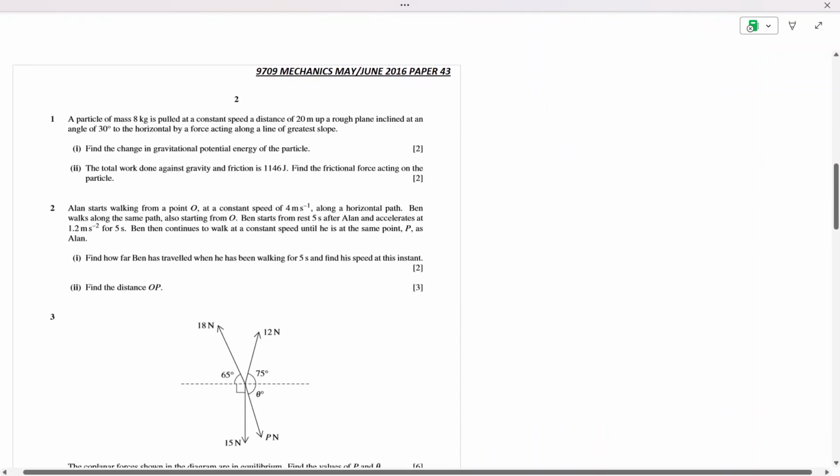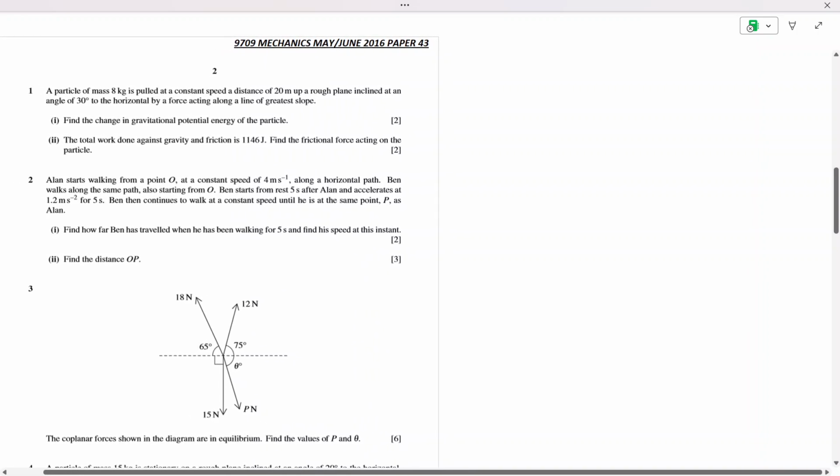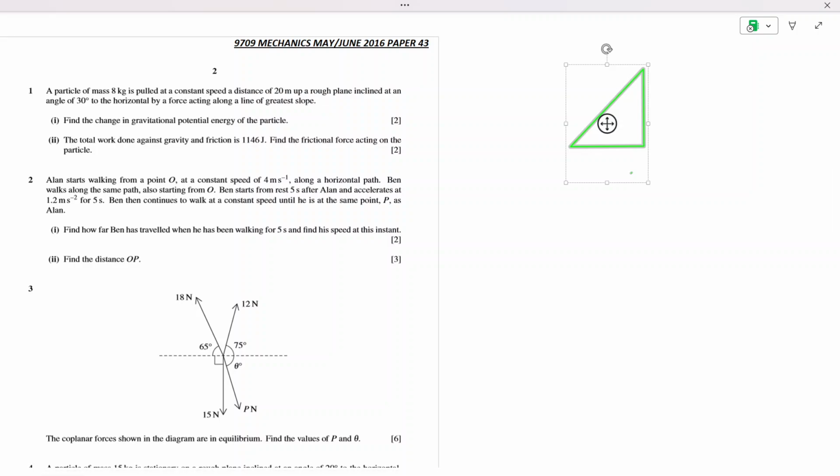Alright, let's get going. First question. A particle of mass 8 kg is pulled at a constant speed, a distance of 20 meters up a rough inclined plane at an angle of 30 degrees to the horizontal by a force acting along a line of greatest slope. Alright, so usually how I attempt these questions, this is the scenario that we have.